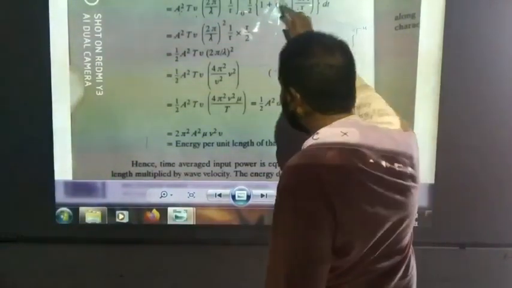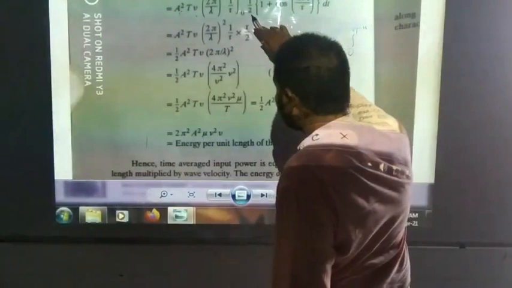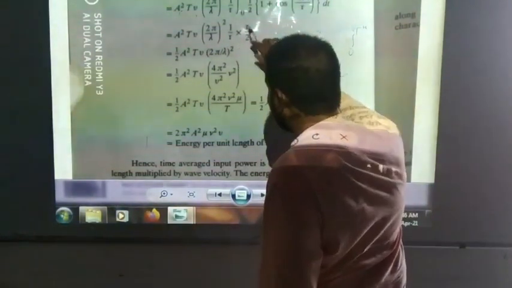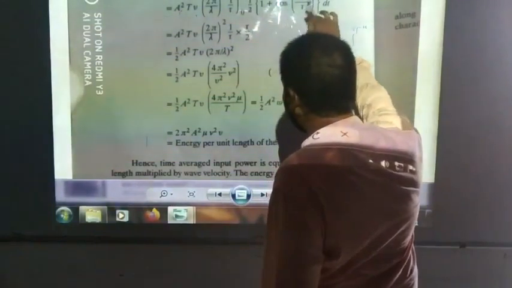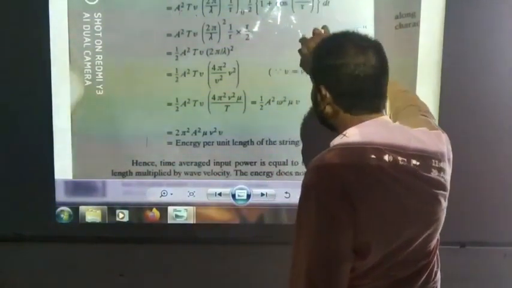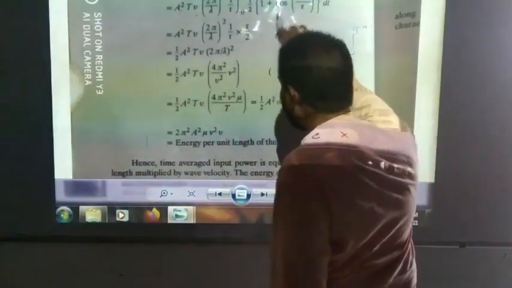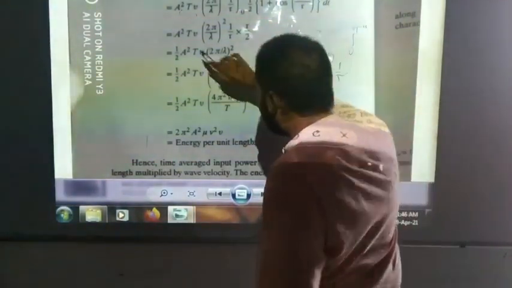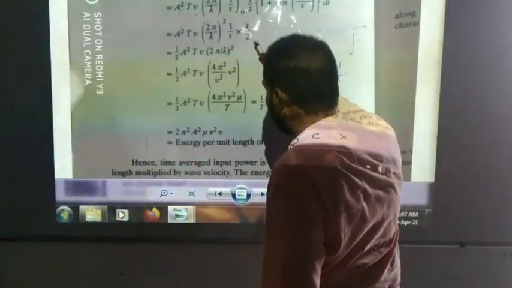Okay, the integration of 1 is how much? 1 into dt is t only. Okay, so that's why we got t by 2 here. 1 by 2 is nothing but t by 2. And integration of cos theta is sin theta. But when we substitute the limits, sin of 2 pi or 4 pi is 0. Hence that value is 0. Hence we got a square nu v, 2 pi by lambda whole square, 1 by tau into tau by 2.